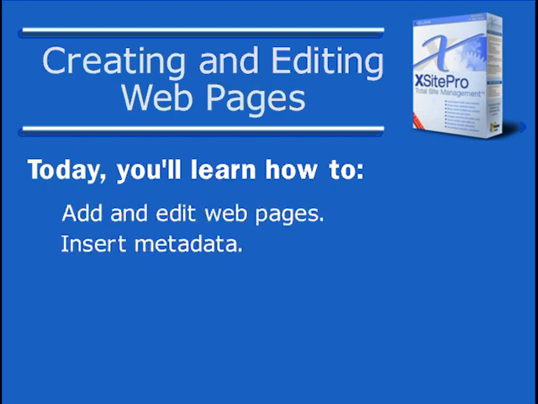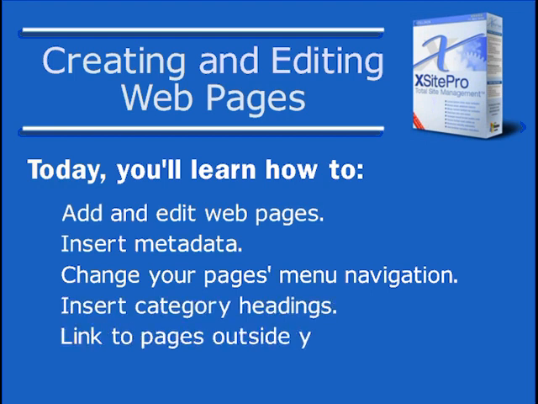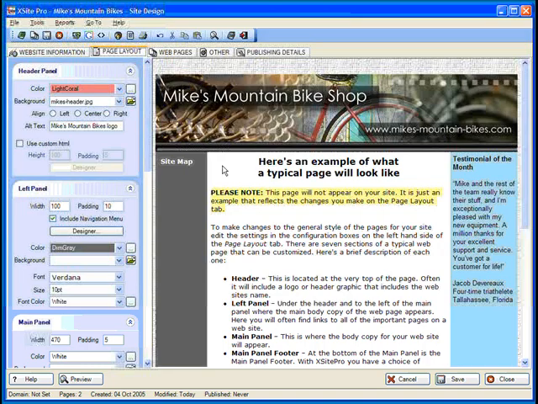We'll learn about the importance of metadata, such as keywords and descriptions. I'll show you how to alter the order of pages in our navigation menus. And finally, we'll put on some finishing touches such as adding category headings and linking to external web pages. We'll continue working with our Mike's Mountain Bike site from the previous tutorial.